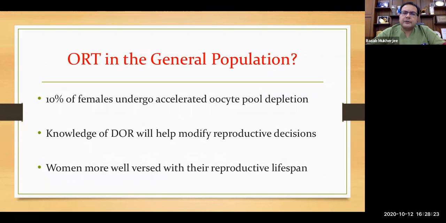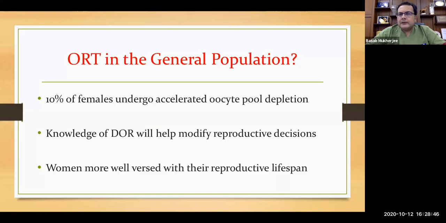Coming to the discussion of ovarian reserve tests in the general population. If the ovarian reserve tests are so good, can we use them for women who do not have any plans of pregnancy, who do not have any plans of marriage, who possibly just have a career in front of them, who have not thought about their reproductive life or planned when she will marry, when she will have a child? So those things are not pictured.